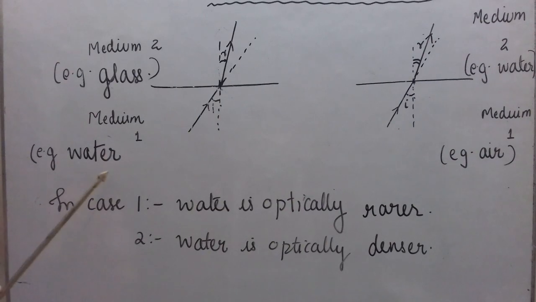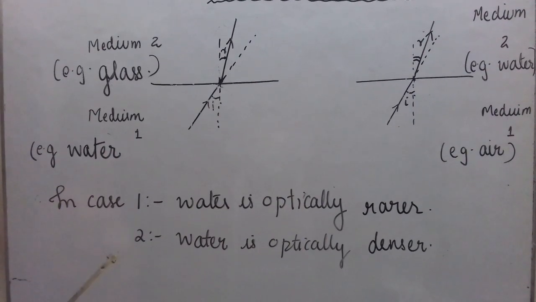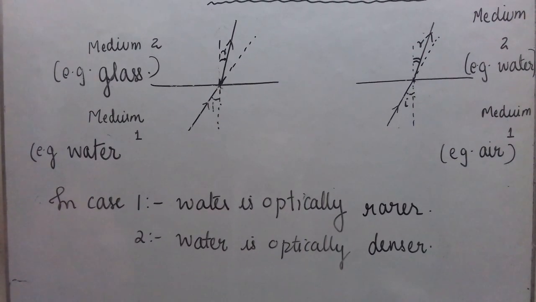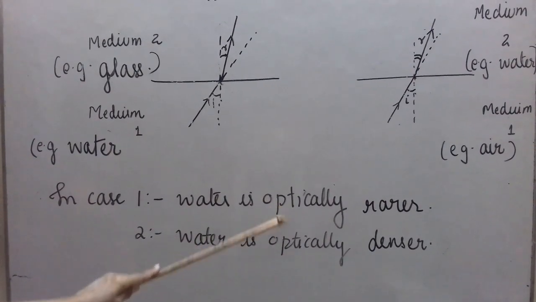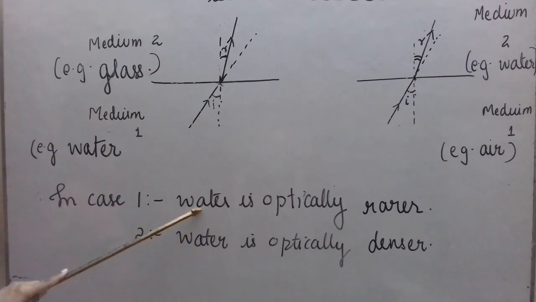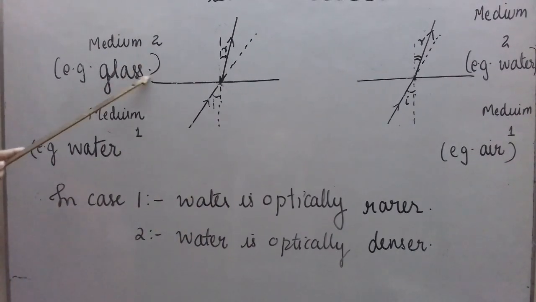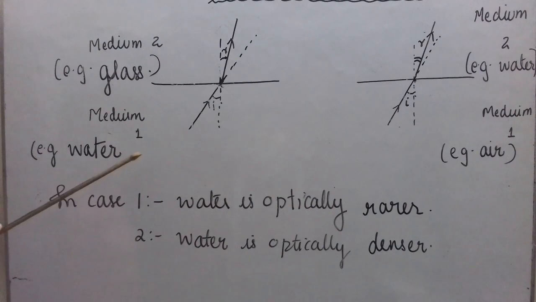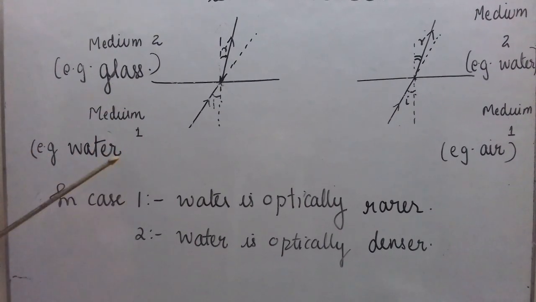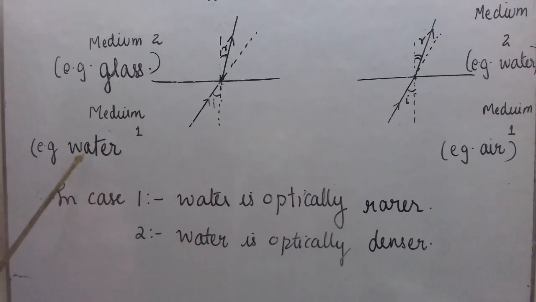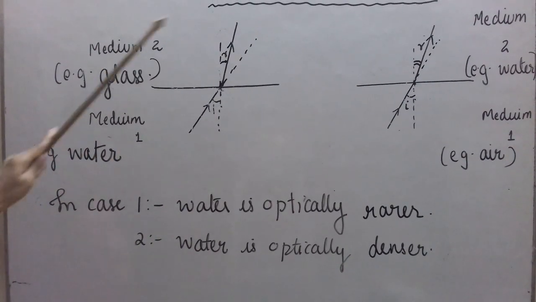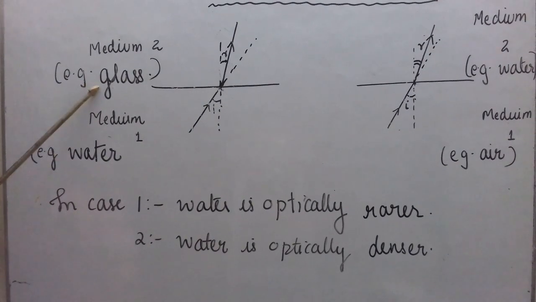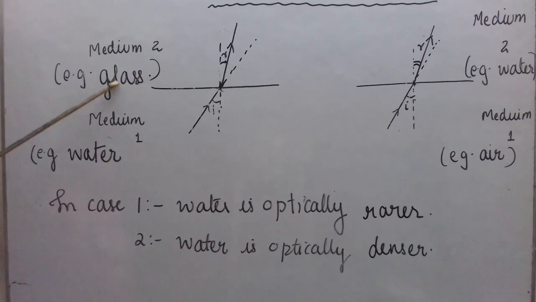So you cannot absolutely say any medium is optically denser or optically rarer, because whenever you say optically denser or optically rarer, you are comparing that medium with some other medium and comparing their speeds. So you cannot say water is optically rarer or optically denser. It depends on which other medium you are choosing. In this case, the speed of light is more in water, so it is optically rarer than glass.